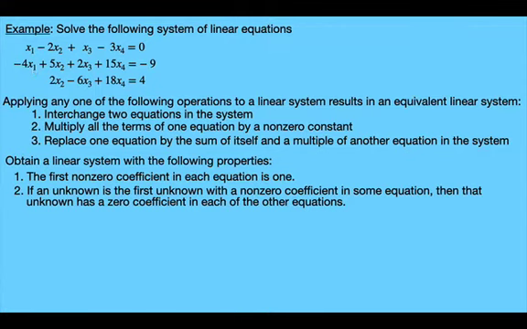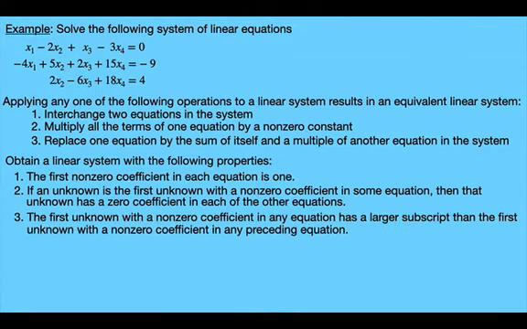And then finally, the third property we want our system to have is that the first unknown with a non-zero coefficient in any equation has a larger subscript than the first unknown with a non-zero coefficient in any preceding equation. So that means since x sub 1 is the first unknown in the first equation with a non-zero coefficient, we would need to get rid of this x sub 1 so that the first unknown with a non-zero coefficient of the second equation would have a subscript greater than 1, so it would have to be 2, 3, or 4. And then similarly, we would need the first unknown in the third equation with a non-zero coefficient to have a larger subscript than the subscript of the first unknown in the second equation.